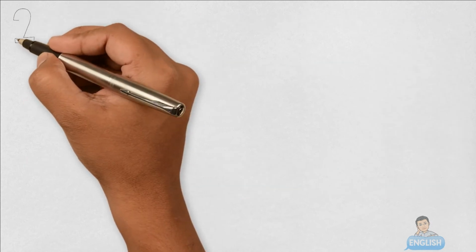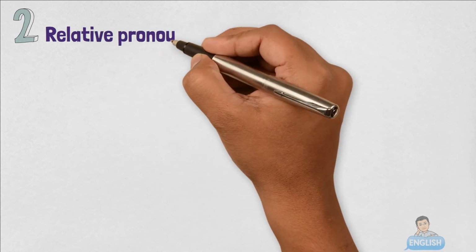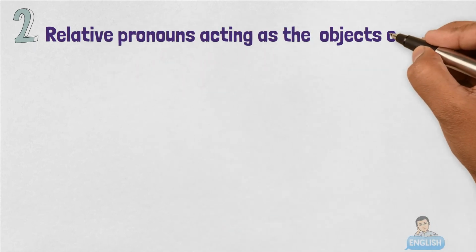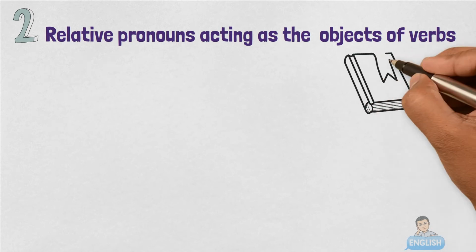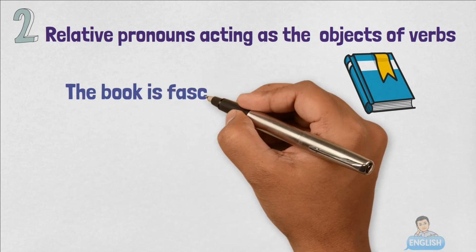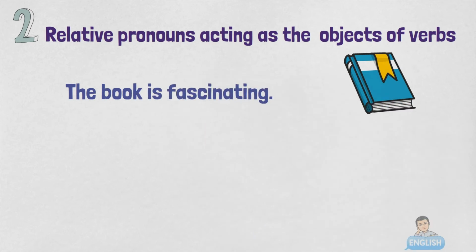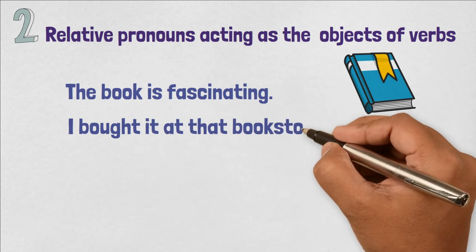2. Relative pronouns acting as the objects of verbs. Again, look at the two following sentences. The book is fascinating. I bought it at that bookstore last week.